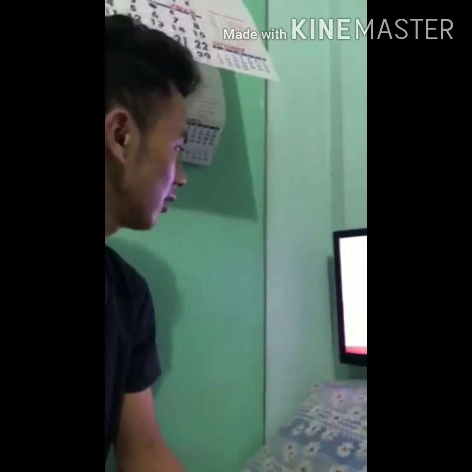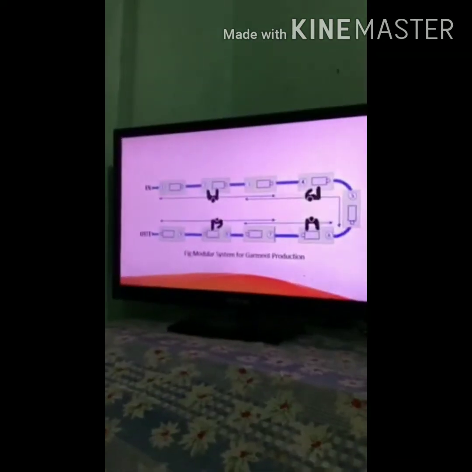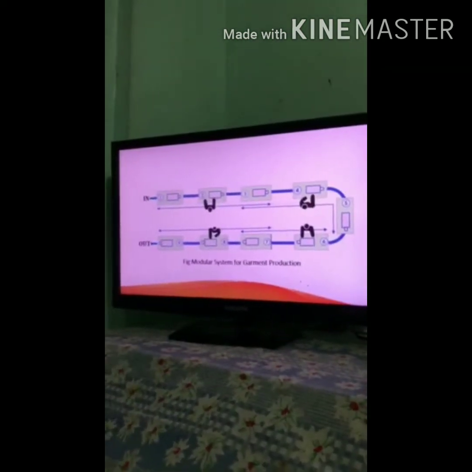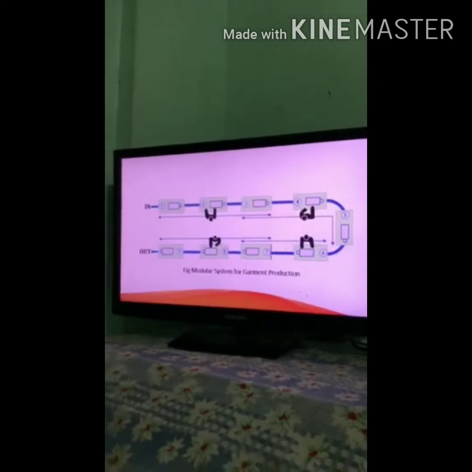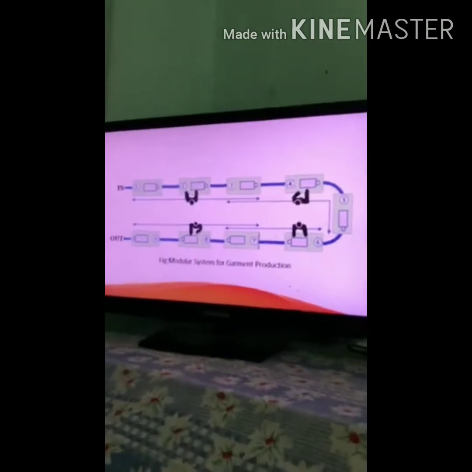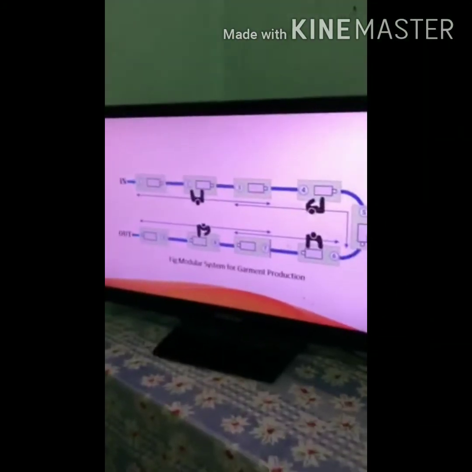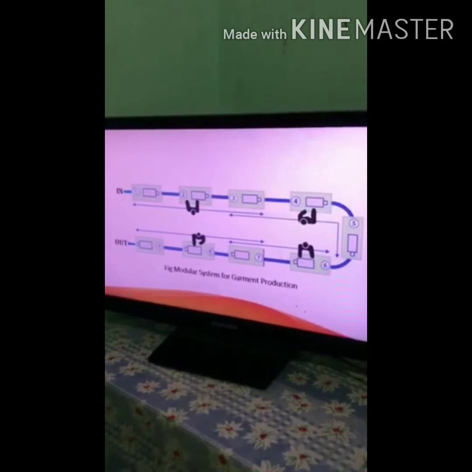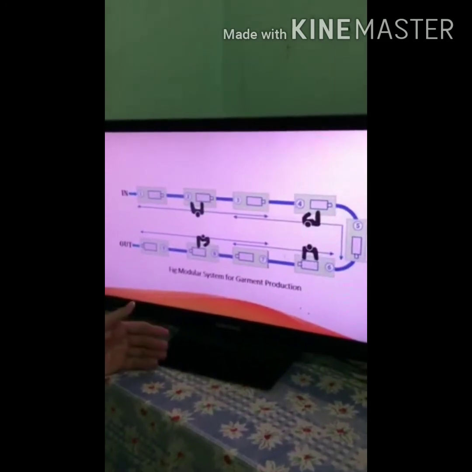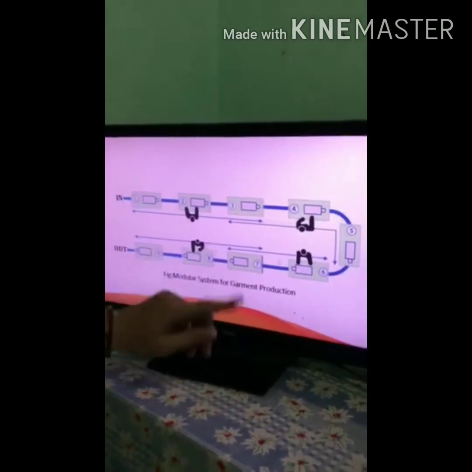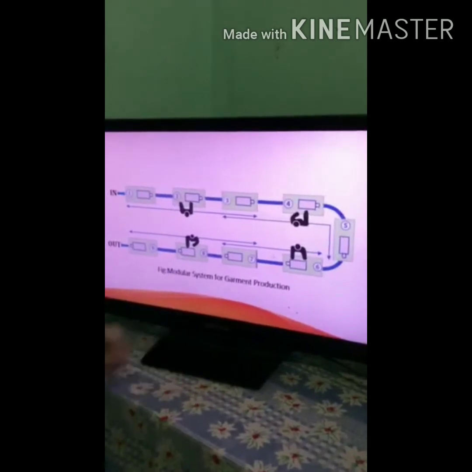So this is the modular system for garment production. This is an example of a U-shaped line layout, with first in, first out, or FIFO.